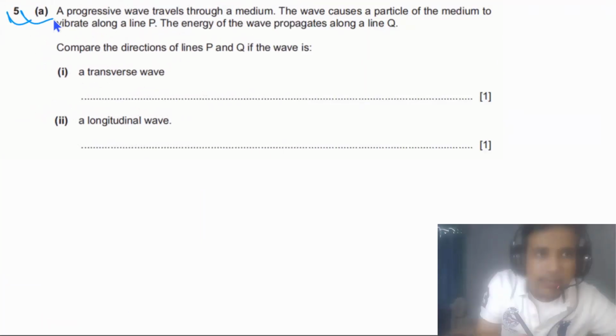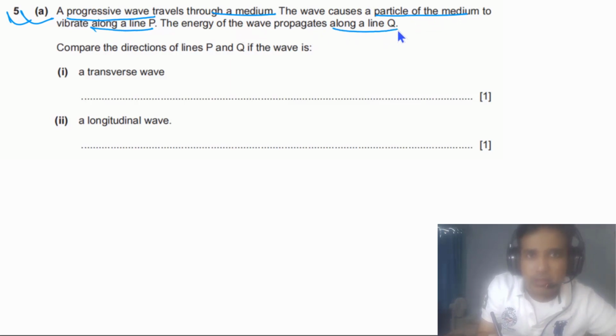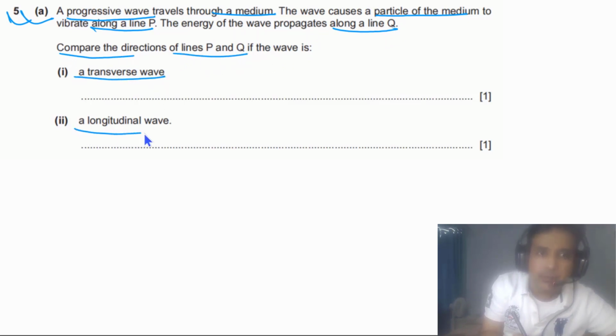Question 5, part A says, a progressive wave travels through a medium. The wave causes a particle of the medium to vibrate along a line P. The energy of the wave propagates along a line Q. Compare directions of lines P and Q if the wave is a transverse wave and if the wave is a longitudinal wave.